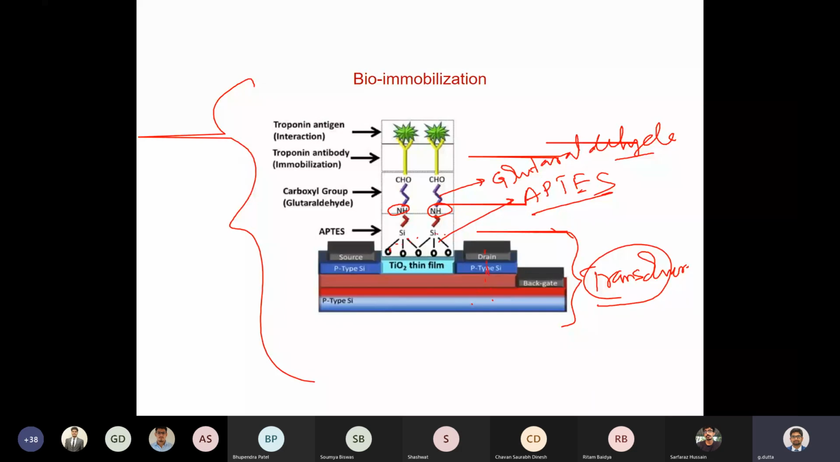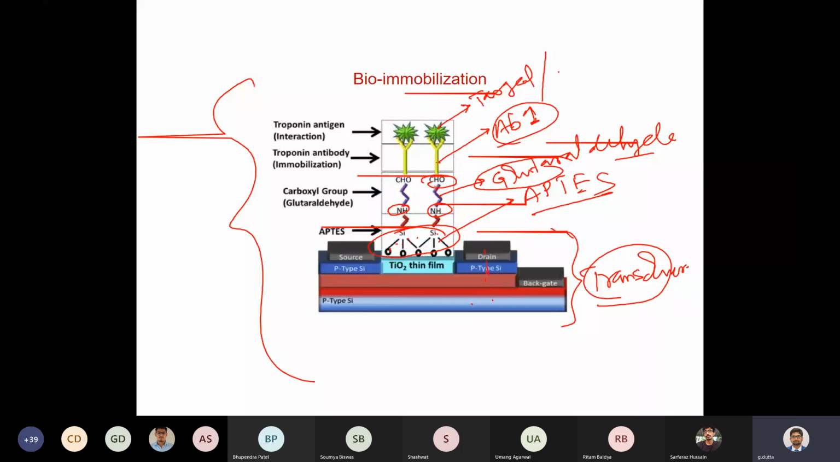So APTS, this one. And on the APTS, we are adding glutaraldehyde, this one. So on glutaraldehyde, one end is the CHO. Okay. Now, this is the antibody, primary antibody 1. When you are dropping the primary antibody, it can bind on the surface. Okay. Now, when it binds on the surface, then you can add this one, which is your target, the antigen.